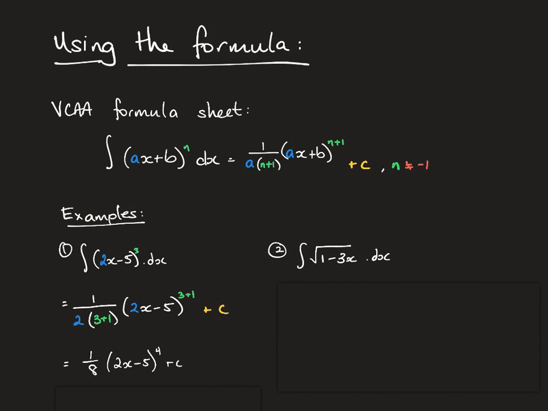So let's look at number 2. It kind of looks like there's a linear function, but it doesn't have a power. But what you need to remember is that square root is in fact to the power of a half. And the a value that we use in our formula is not the first number that appears in the brackets, it's actually the coefficient of x. So in this case, our coefficient of x is minus 3. So now we've identified our a, we've identified our n value, and so we follow the pattern in the formula, remembering that we need to put plus c on the end.